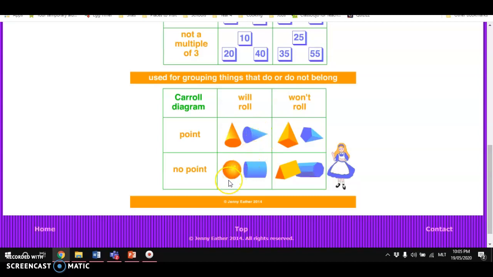What about these ones? These can both roll, but neither of them has a point. But when we go on this side, we can see they don't have points. Okay, they only have edges, and they won't roll either because each side is flat.